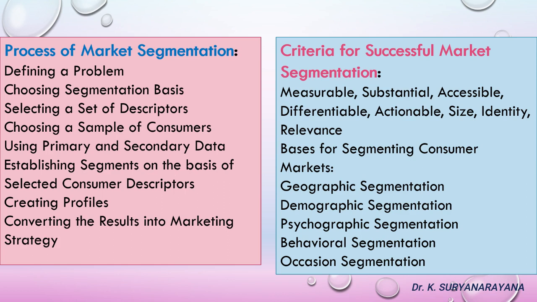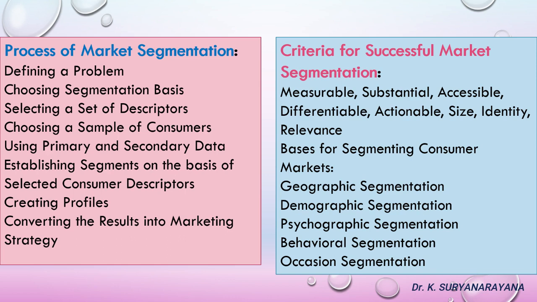Segmentation basis, choosing the segmentation basis. The segmentation studies are conducted by marketing practitioners with the help of any two or three alternatives: prior methods, clustering method, selecting the segmentation basis. The segmentation basis which are followed by marketers can be classified into 2 major groups: general consumer characteristics, situation specific consumer characteristics. Third one, select a set of descriptors.